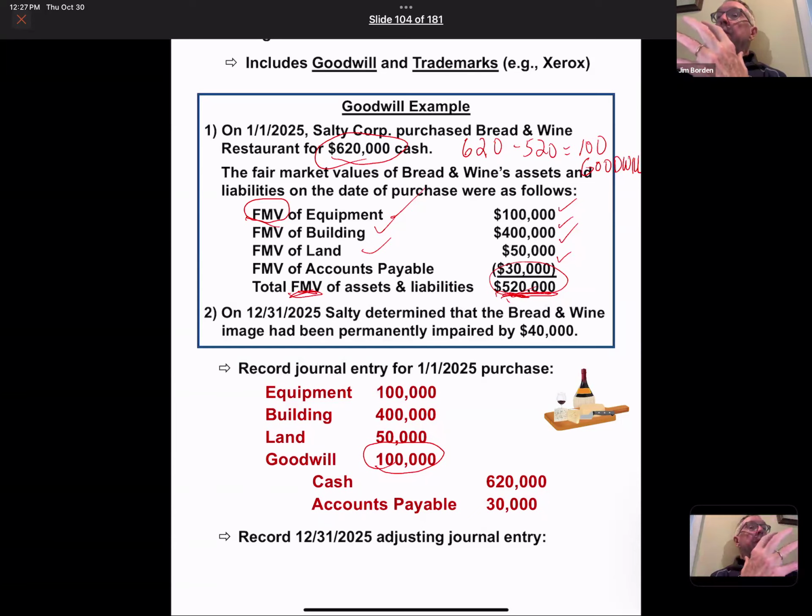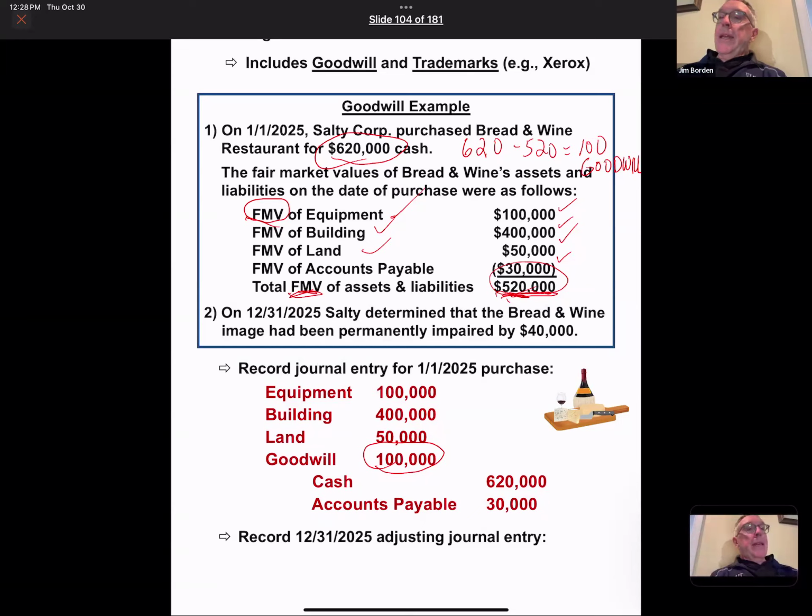So we go back and forth in this negotiation between Salty and Bread and Wine. They've settled on 100,000. It's their best estimate of what that something special is worth. But later on, things may change. Let's say that maybe the reason we paid this extra $100,000 is because they had this chef that just won the Top Chef competition on TV. So the person's a hot chef, on top of the cooking world. And Salty wants to buy this company and get access to this great chef. So they're willing to pay a premium of this extra $100,000.